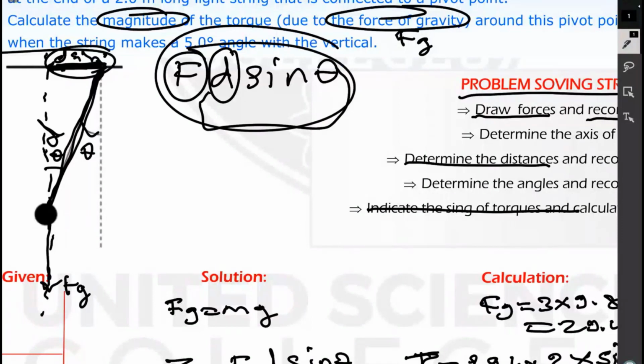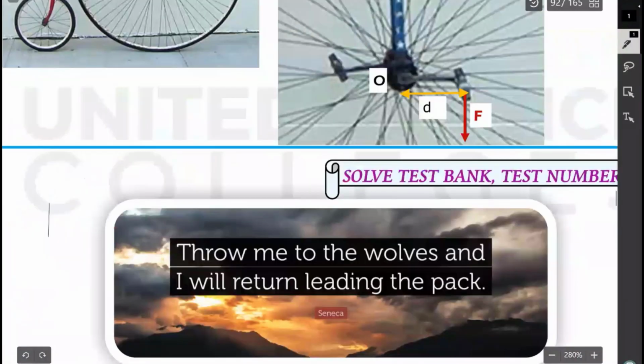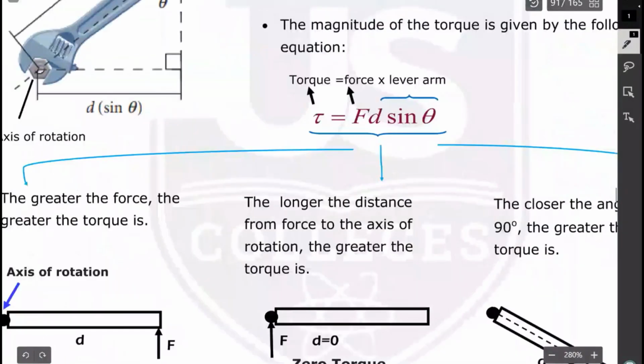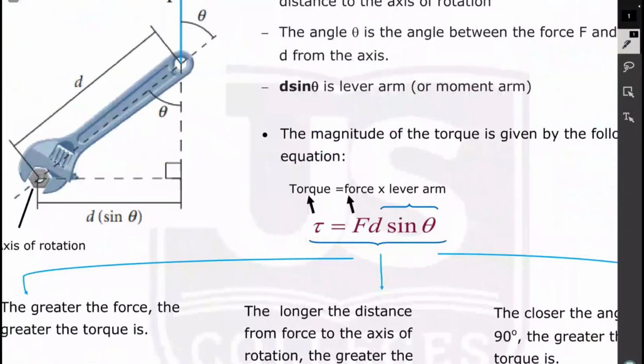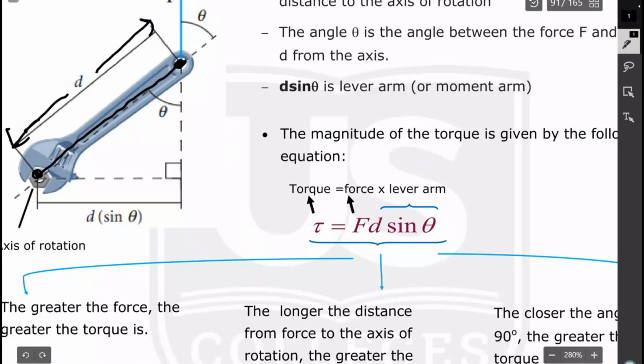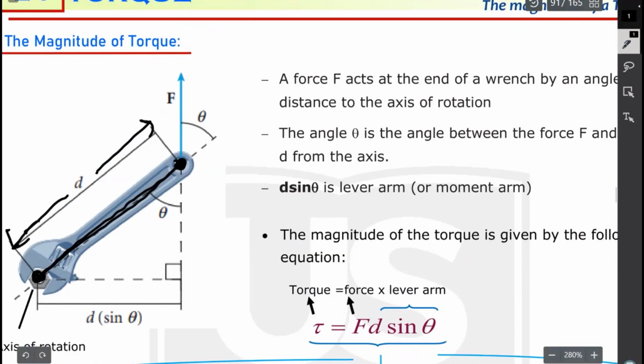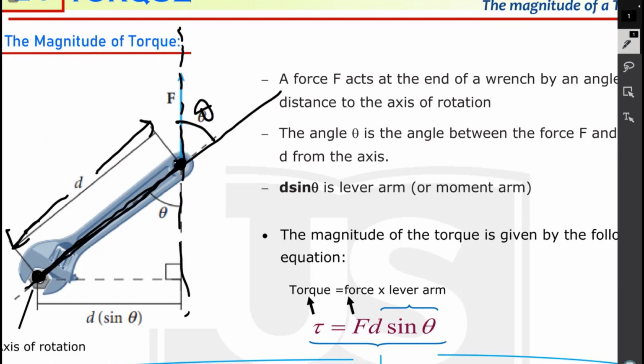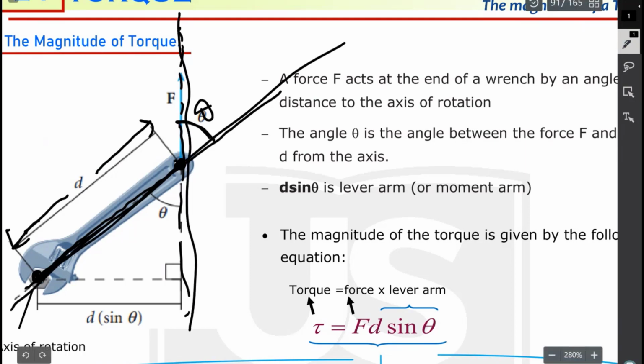Yes, that is distance. Let's go back to the equation, look at here. From where the force is acting till the axis of rotation is distance, D. Okay, yes. From where force acts till the axis of rotation is distance. The angle between the force line and this line is theta. Yes, force line, distance line, angle between them is theta.